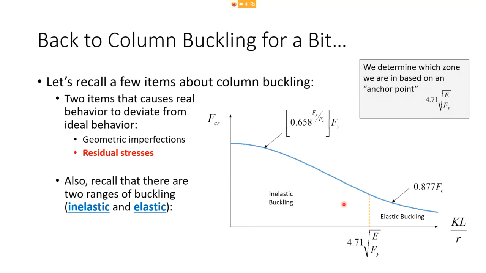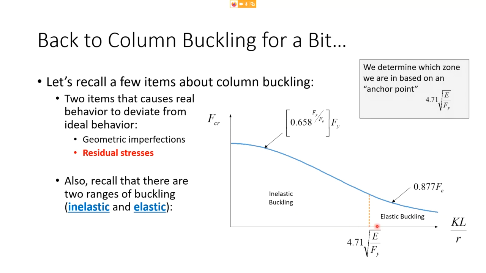So in order to determine the critical buckling stress of a column, first thing you have to do is compute KL over r, the maximum KL over r for a given column segment. And then you take KL over r and you compare it against this term right here. And by comparing it with this term, you can tell whether you're in an inelastic buckling region or an elastic buckling region.